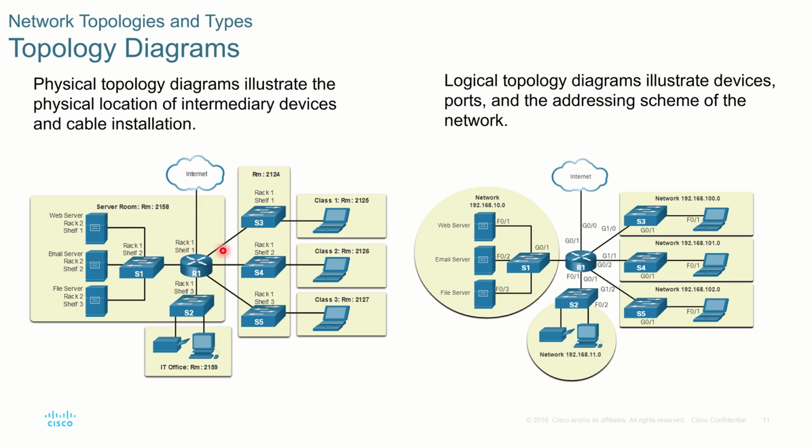So in here you can see that the logical topology addresses the devices, ports, and addressing scheme of the network. The physical topology is more about where the physical device is located, and the logical topology addresses more the IP addressing scheme, like the network address and the connected port of the devices.